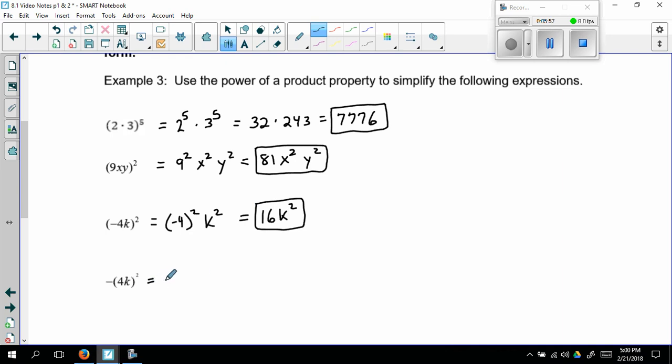This one, I have the opposite of 4 squared k squared. So I have the opposite of 4 squared, which is 16k squared. And I can just leave it like that. So negative 16k squared is the answer. Okay.